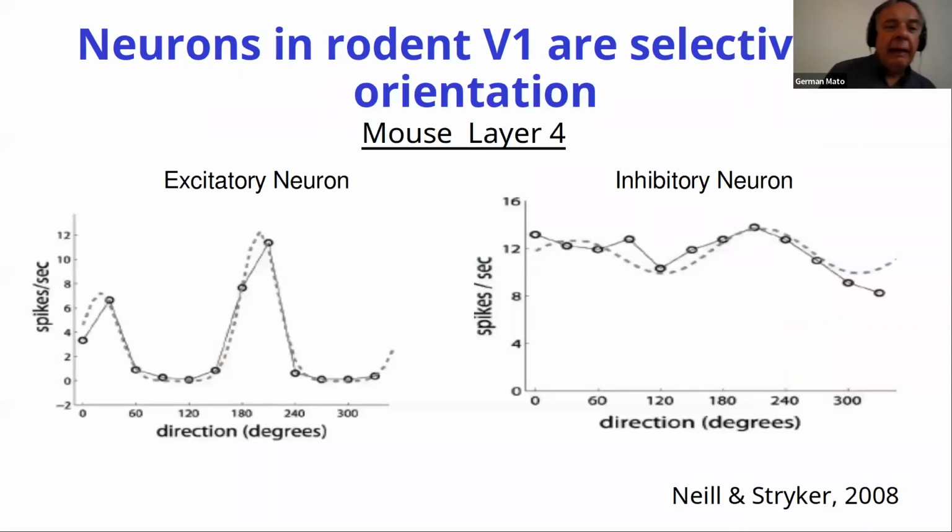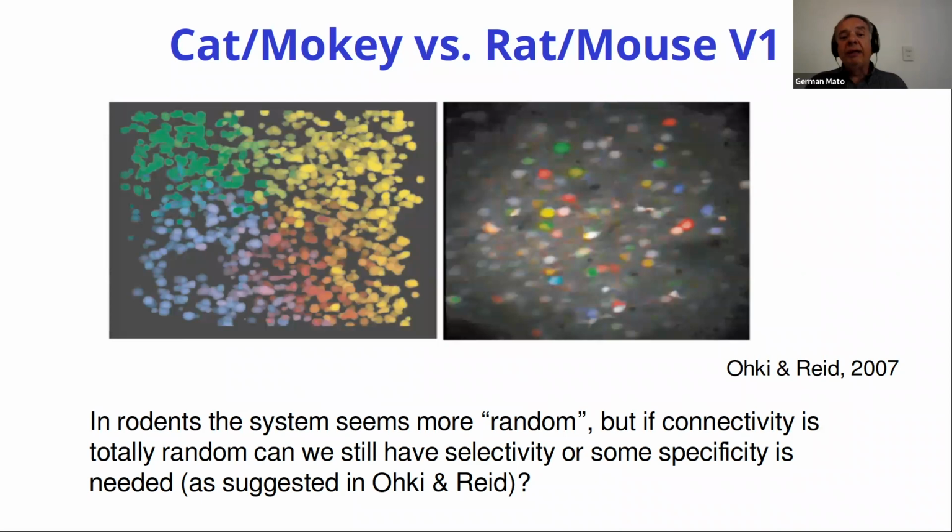Now, what's the behavior in rodents? For instance, in mice. In mice, neurons are also orientation selective. Here we have tuning curves from a paper of Niell and Stryker of one excitatory neuron and one inhibitory neuron, showing that the activity is indeed modulated by the angle of the grating. However, if we plot the preferred orientation for different neurons on the cortex, we see a very different structure.